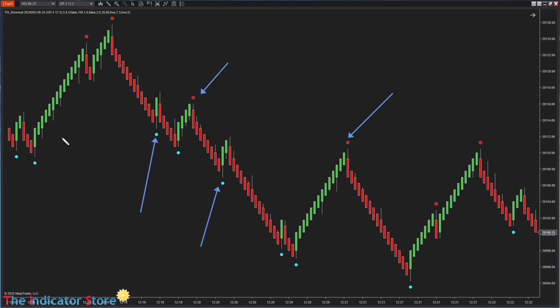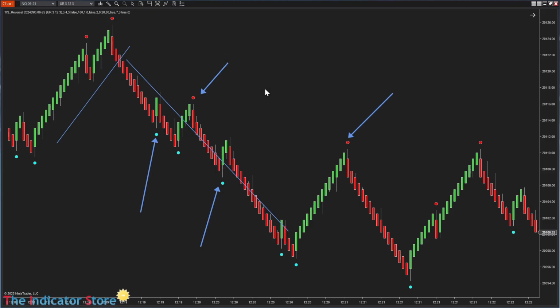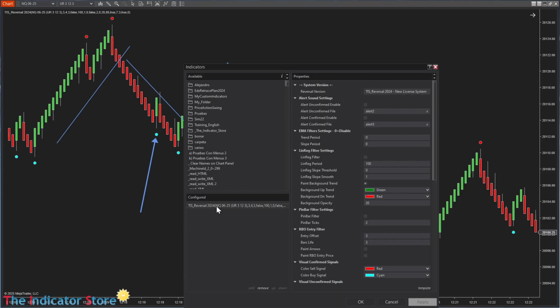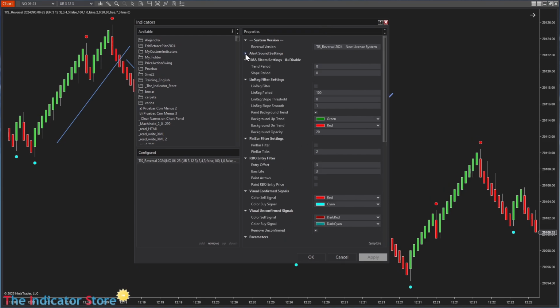For example, if we look at the moving average and the moving average is moving down, we can take only shorts, looking at the slope of this moving average or the position of the moving average. Let's see an example. If we look at the parameters, we have alerts, a filter. The filter is currently off.